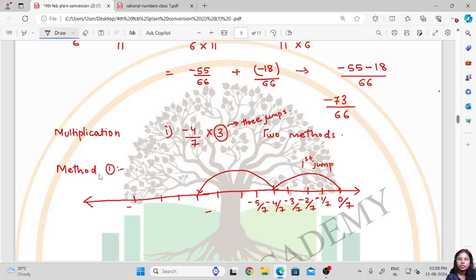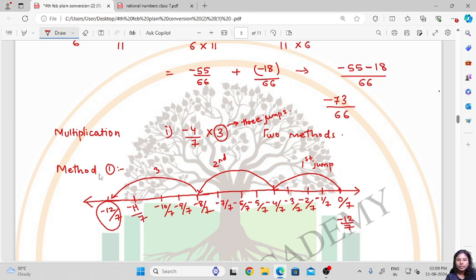So here it is minus 6 by 7, minus 7 by 7, minus 8 by 7, minus 9 by 7, minus 10 by 7, minus 11 by 7, and here I have minus 12 by 7. So now from here again we'll make another jump, 1, 2, 3, 4, and from here I'll reach this. So now I have made my 3 jumps, and at the end of the third jump I am at this number, that is minus 12 by 7.